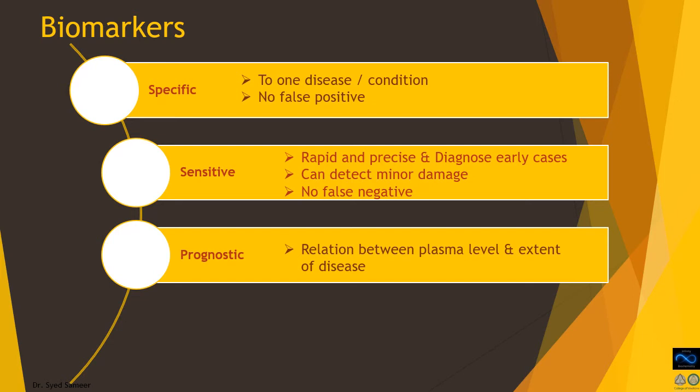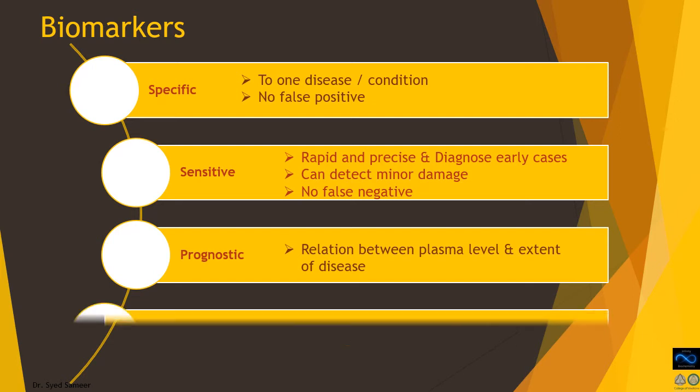The biomarker should be directly related to the disease. Its levels in the serum, if you are measuring it in the serum, its strength should be equal to that of the extent of the disease. Greater the disease, greater should be the value of a biomarker in the plasma, and hence its prognosis.